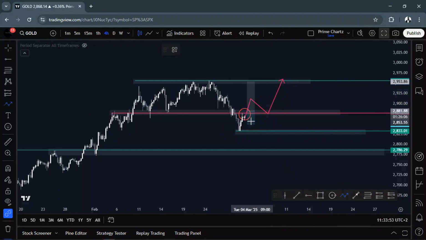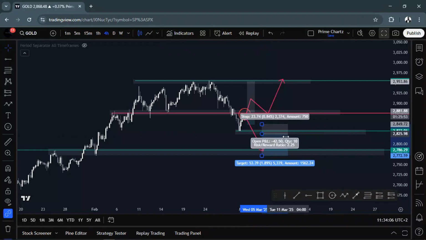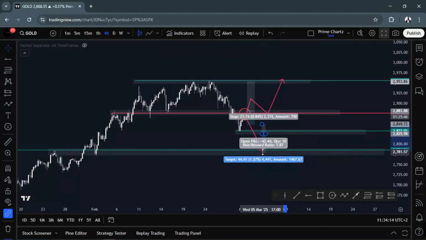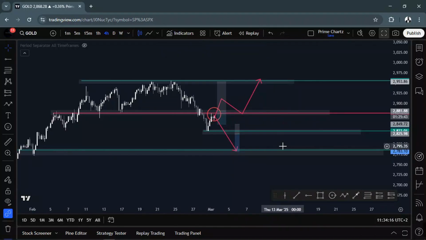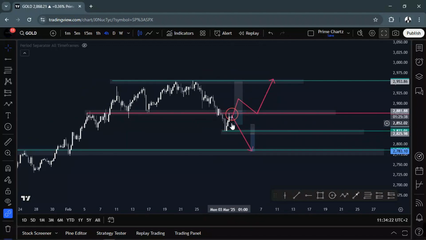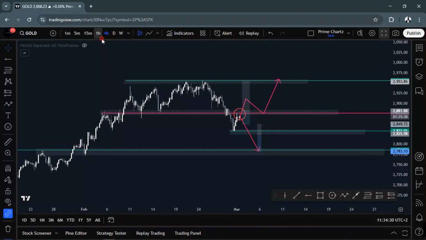However, if price breaks this support right here, that means we are going to look for selling opportunities upon this break. And this support will be our target right here. So these are two possible scenarios. Price might push to the upside, or price might reverse and push to the downside, right? This is what we have on gold.